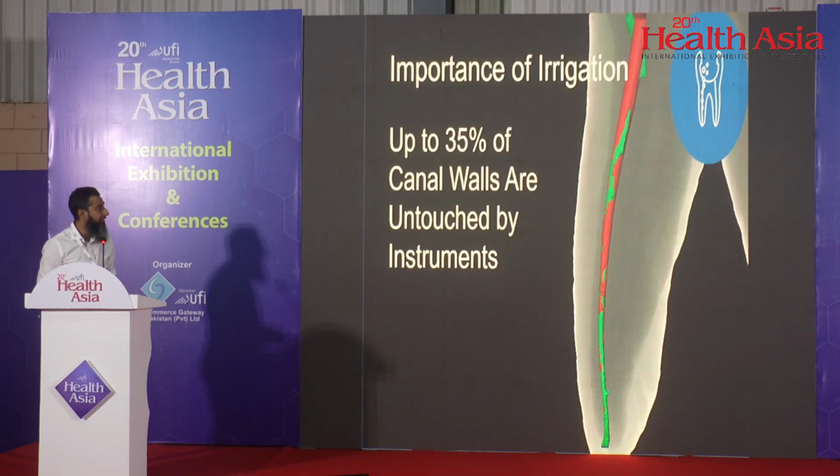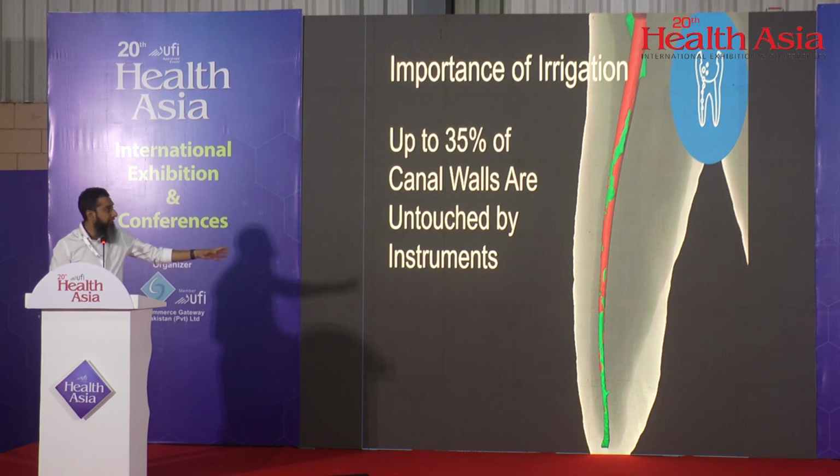And here you can see that despite doing instrumentation, there can be certain areas in the canal which your instruments may not be able to clean. So these areas, like the green areas, they will be housing the bacteria. So here we are relying on our irrigants. So that is why we use the term cleaning and shaping. The cleaning is done by irrigation and shaping is done by our instrumentation.